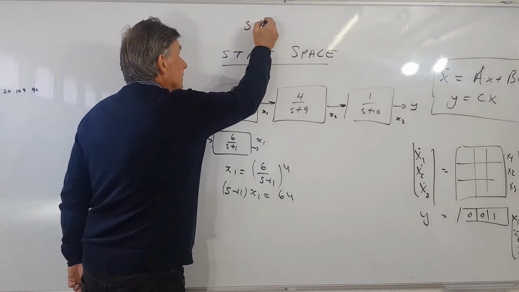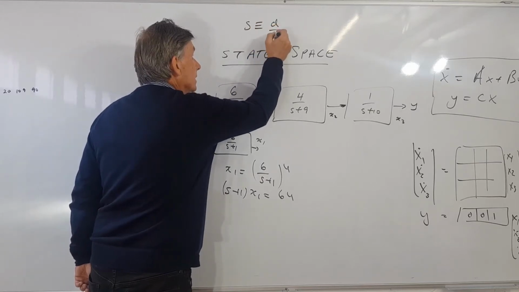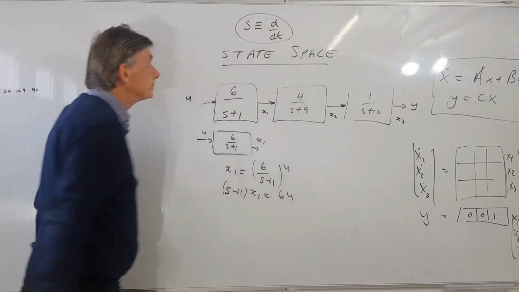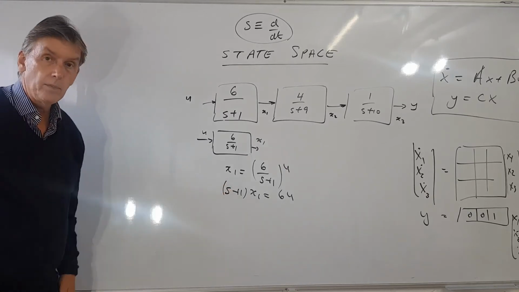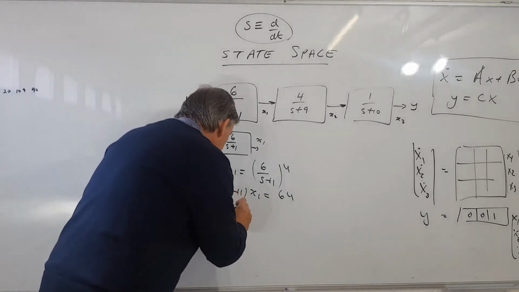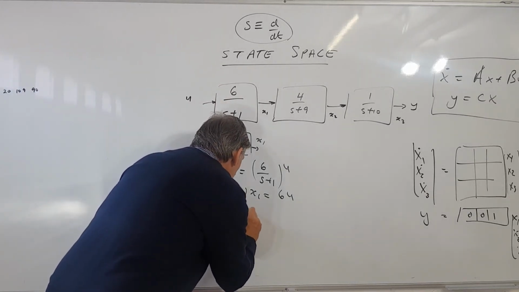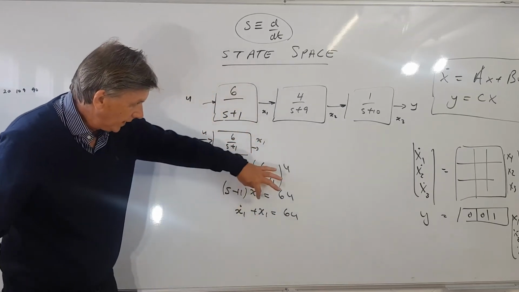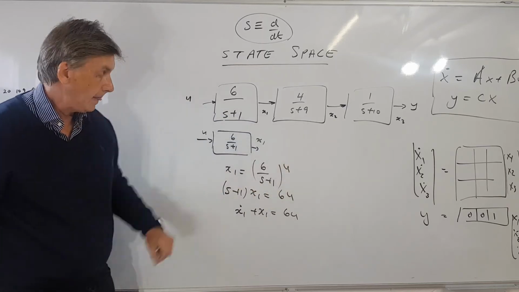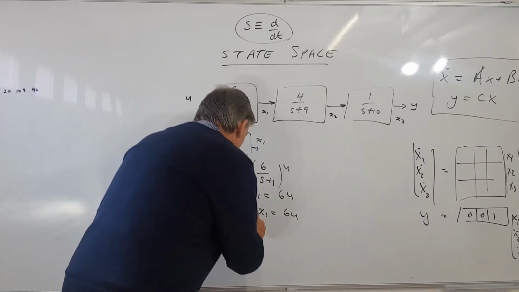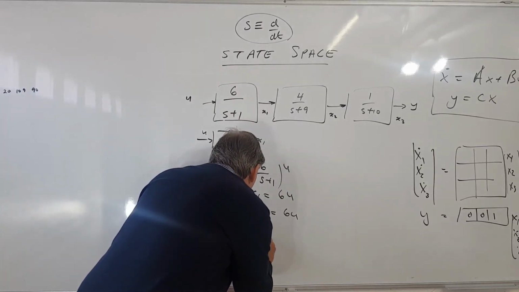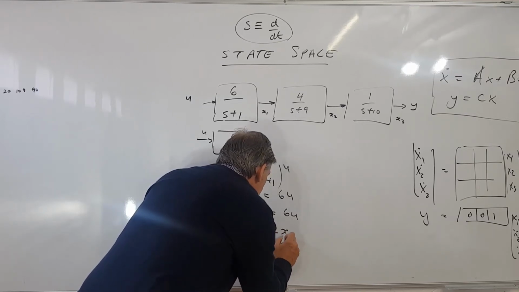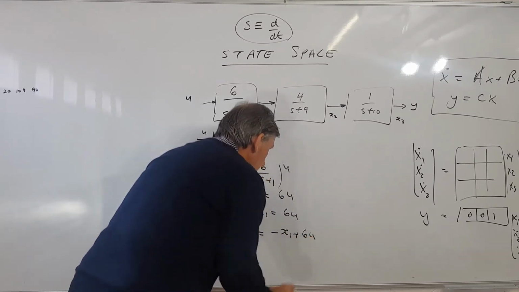Now s, remember what s represents? S represents d by dt. So s times x1 will be x1 dot. So you get x1 dot plus x1 equals 6u. And then we can move the x1 onto this side. As it goes over, it changes sign. So your x1 dot is equal to minus x1 plus 6u.